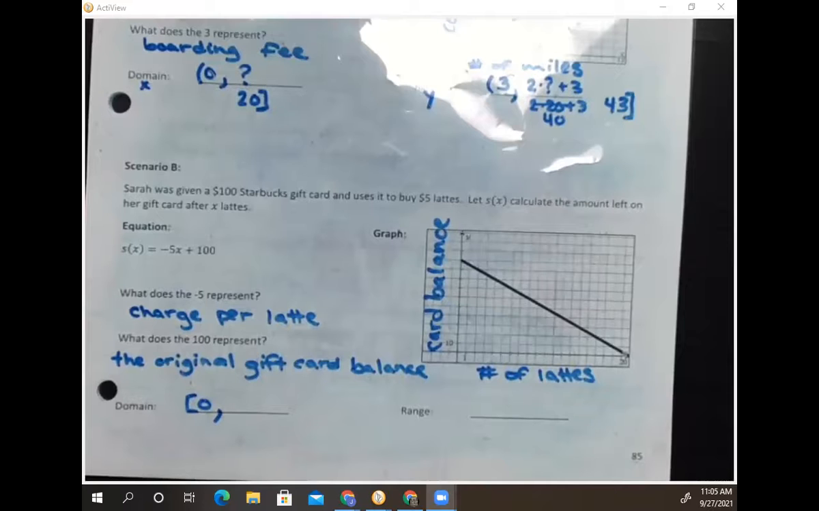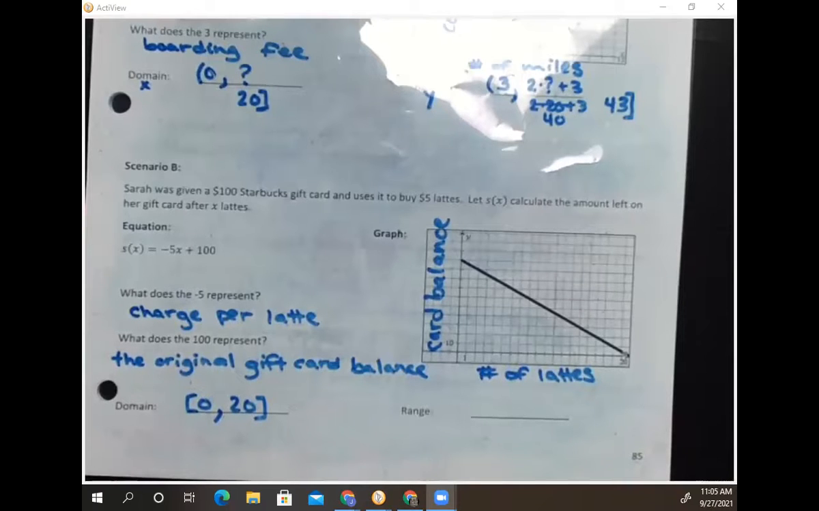Perfect. That's the total number of lattes I could buy, right? With my $100. Notice I'm putting brackets on both ends of the domain and range here because 0 is a value that makes sense and so is 20. Those are realistic values for the context of this problem.